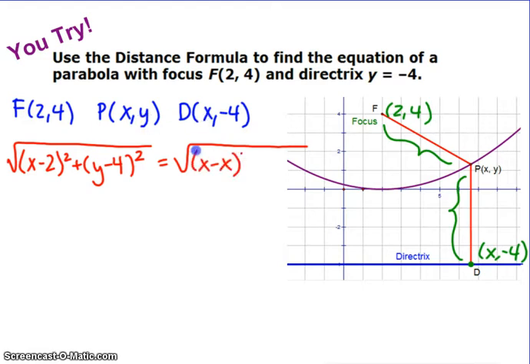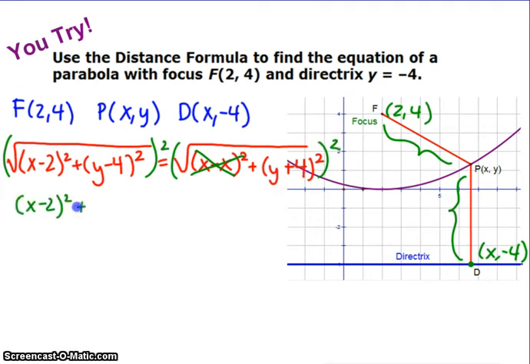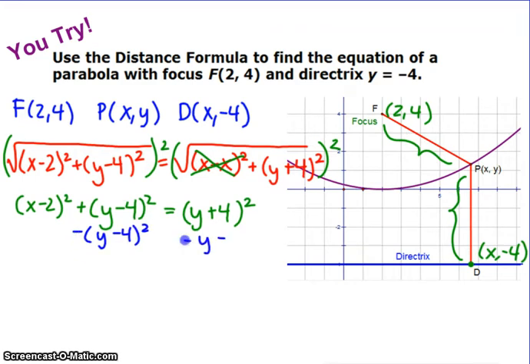x minus x squared, which remember that gives us 0, and y minus a negative 4 squared, which turns to a y plus 4 squared. So this is 0. And to get rid of the square root on both sides, let's square both sides. So I'm left with x minus 2 squared plus y minus 4 squared equals y plus 4 squared. Now remember, the whole thing is to get y by itself, so let's move this y over to the other side by subtracting it. We're going to do that to both sides.